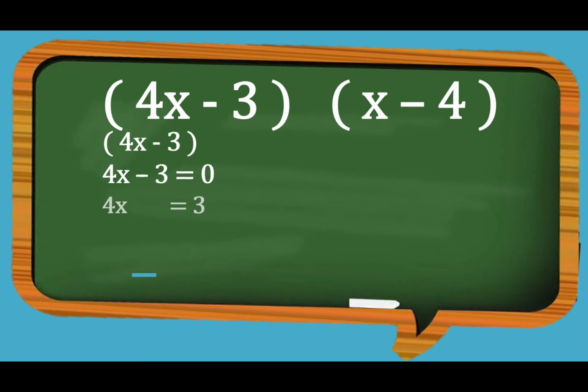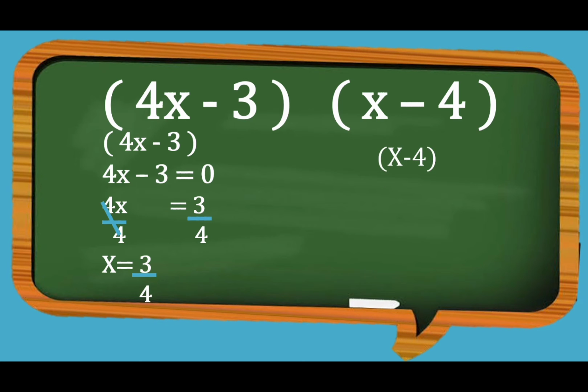Next, we're going to apply the addition property of equality. We need to add positive 3 on both sides. That's why we have 4x equals 3. The next step is to divide both sides by 4. So we have x is equal to 3/4.